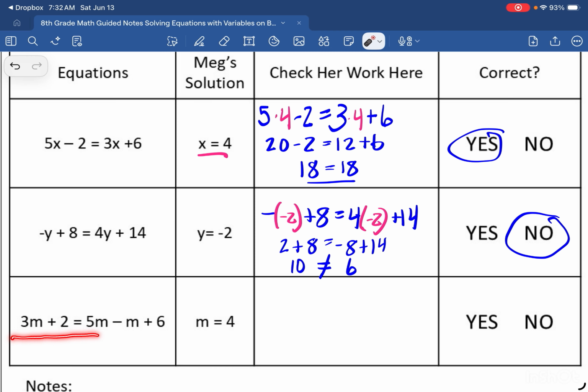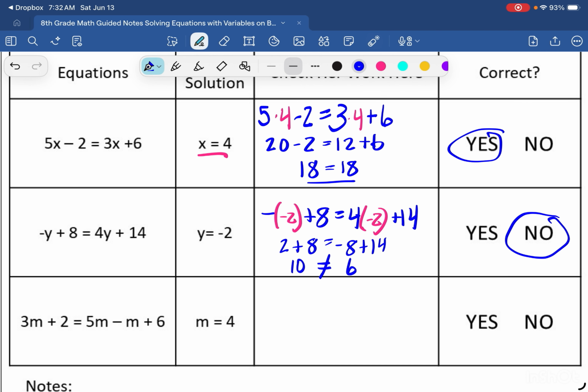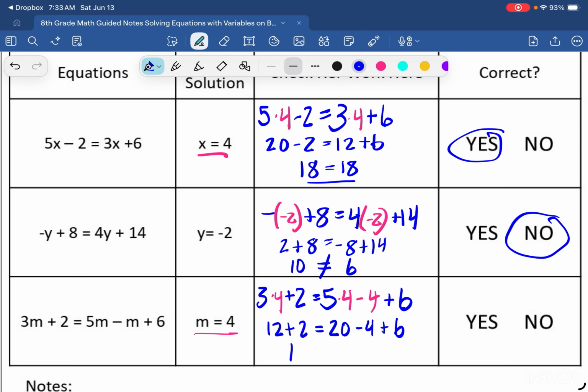3m plus 2 equals 5m minus m plus 6. Let's substitute her solution of m equals 4 into the equation. So 3 times 4 plus 2, does that equal 5 times 4 minus 4 plus 6? 3 times 4 is 12 plus 2 equals 20 minus 4 plus 6. 12 plus 2 is 14. 20 minus 4 is 16 plus 6 gives me 22. 14 does not equal 22. That means she solved it incorrectly.